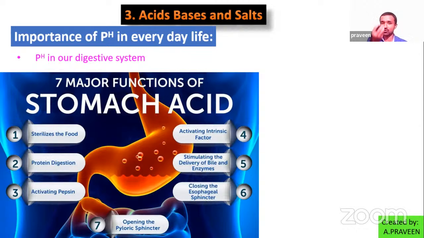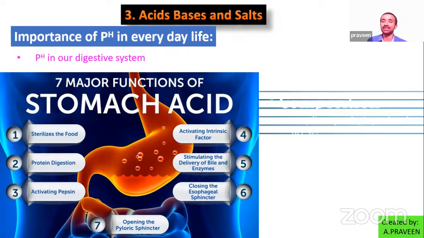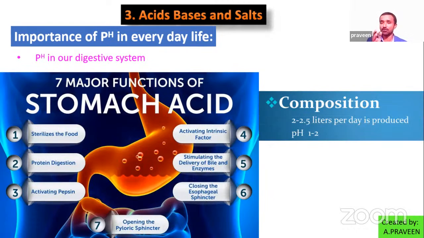Then the food goes directly into the stomach. It will be combined with the gastric juice, then digested with the enzymes. So the composition released in your stomach is actually HCl, called gastric juice, hydrochloric acid released in your stomach. How much is produced in a day? Almost 2 to 2.5 liters per day is produced. Its pH value range is 1 to 2. So is it strong or weak? Actually, it is strong.